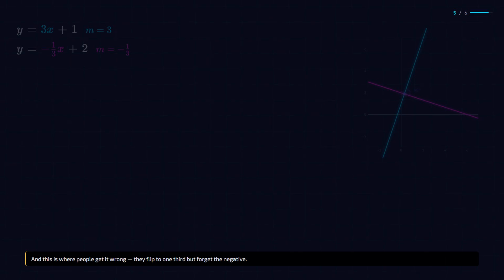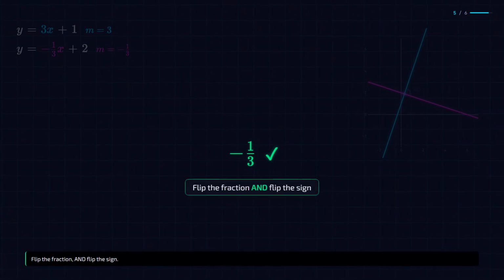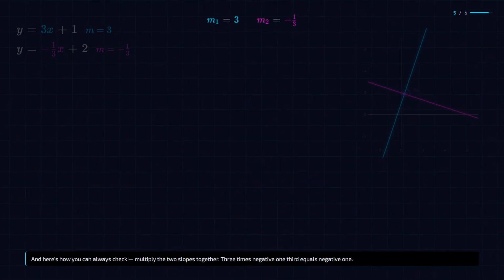And this is where people get it wrong. They flip to 1/3, but forget the negative. 1/3 is wrong. The correct perpendicular slope is negative 1/3. Flip the fraction, and flip the sign. And here's how you can always check.